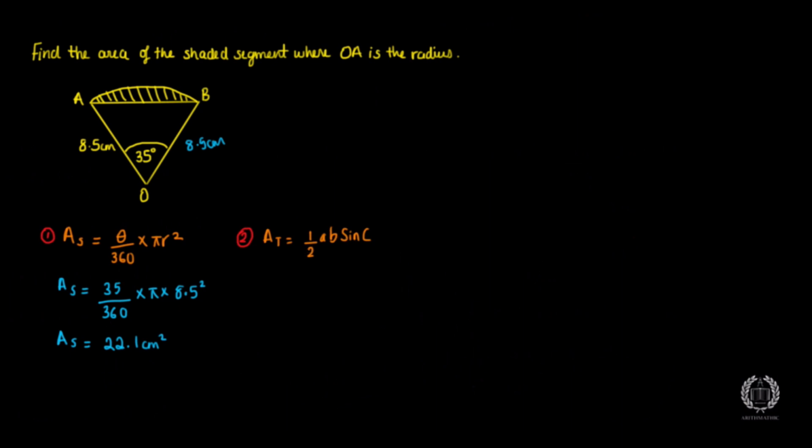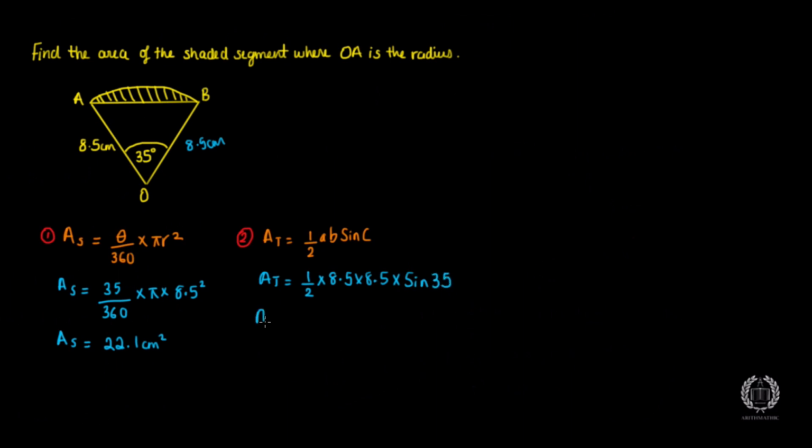So again, I'm going to put in these numbers. My area of triangle equals half. Your A and B values are basically your radius, 8.5 and 8.5. That's your two lengths. So it's times 8.5 times 8.5, and then times sine C. Sine C is your angle, which in this case is 35, so sine 35.